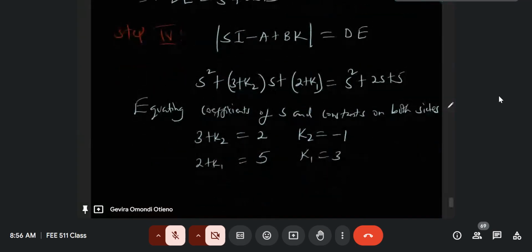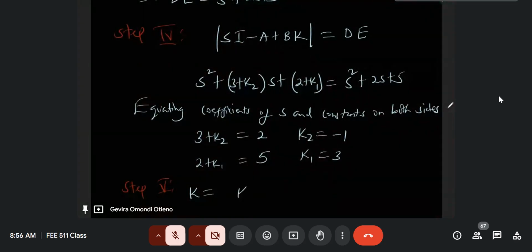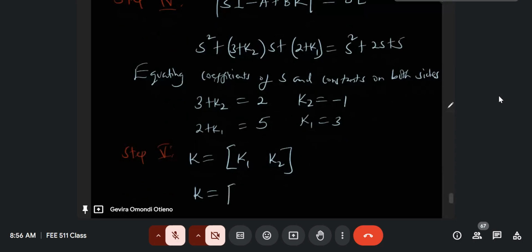And therefore, remember our last step, step 5. In step 5, what is k? Because remember, the question requires us to obtain the value of k. Since this is order 2, k is a row matrix, k1, k2. And therefore, we can say k equals, what is k1? It is 3. K2 is minus 1. Okay? So this is basically the design, obtaining the k. So this becomes our solution using matching coefficients.